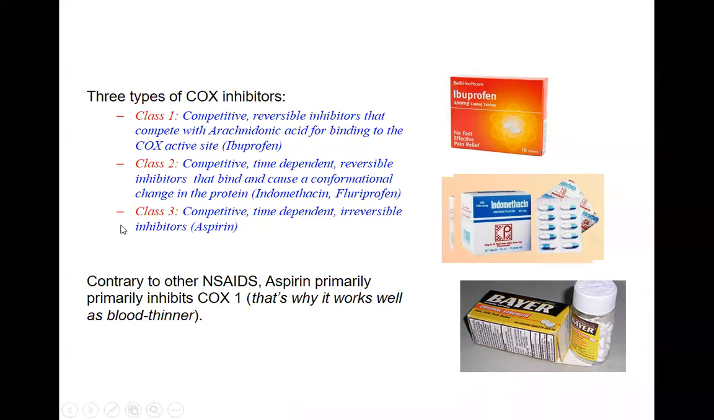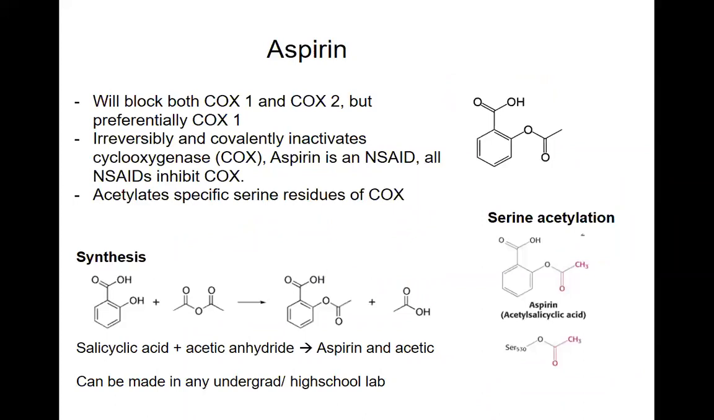Whereas aspirin binds irreversibly. So once it's in the COX protein, it stays there. And if you want active COX protein, you just have to make a new one. Okay, so COX-1 and COX-2 are both being inhibited by aspirin. And this is aspirin here or here.